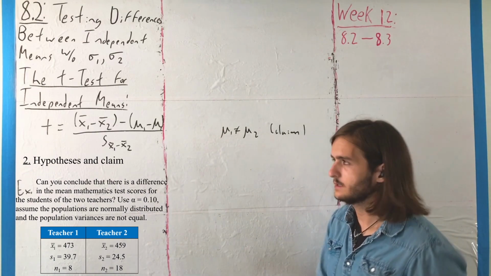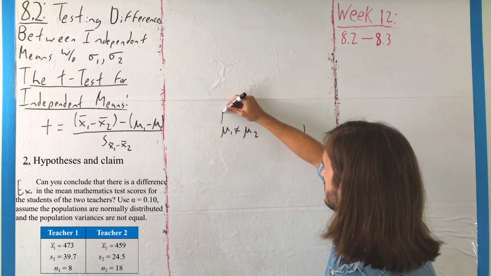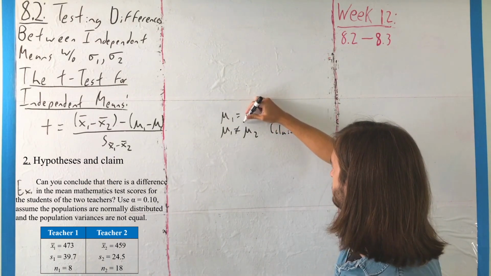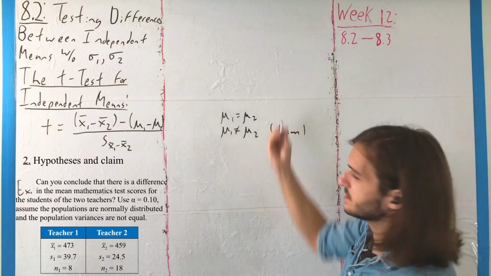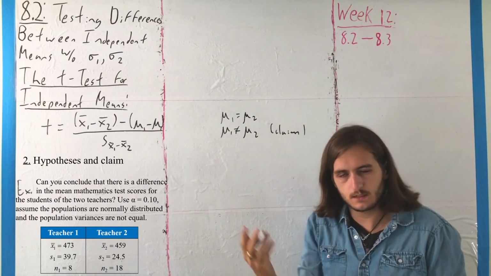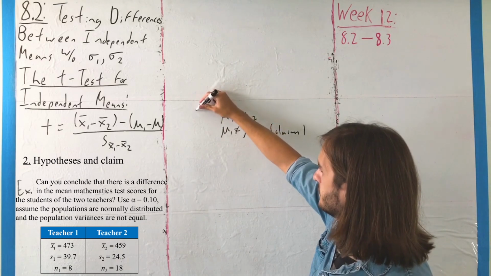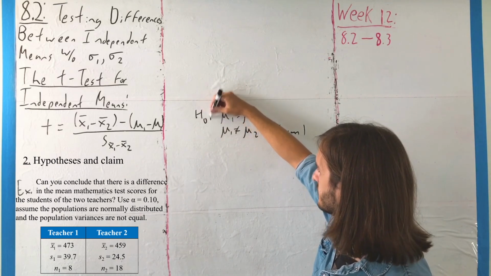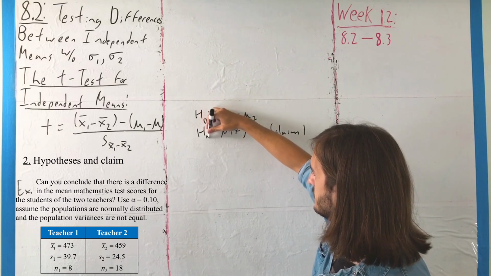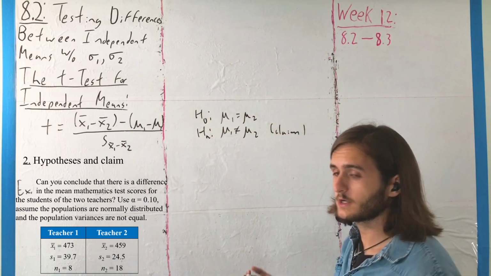And the opposite of that is that they are equal. That fundamentally they're the same, even if they're not exactly the same, they're close enough that the difference isn't noticeable. Where this has the flavor of a null hypothesis, and our claim has the flavor of an alternative.